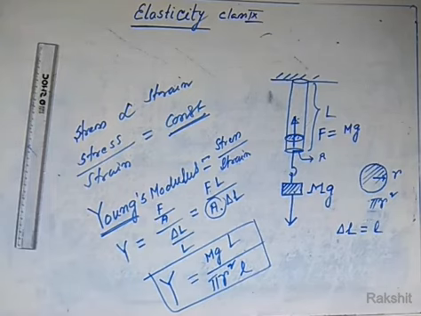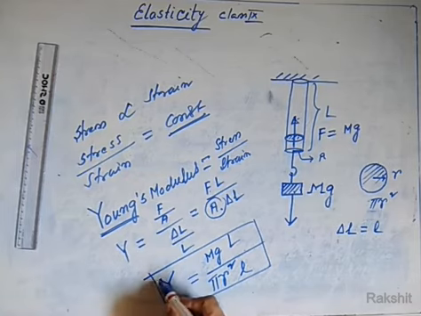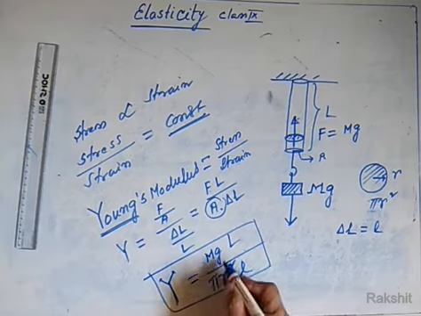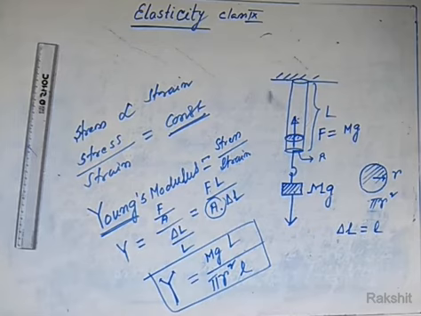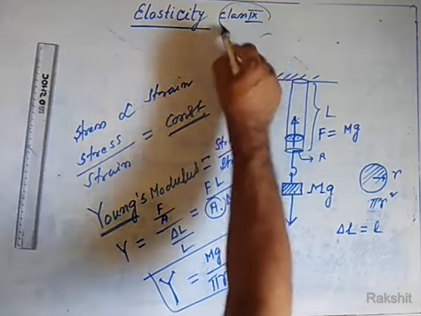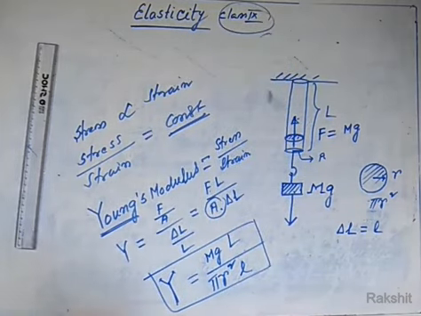Hence, this is the first lesson of elasticity. You have understood the deduction of Y is equal to mg by pi r square l. Only 3 classes or 4 classes are necessary for this chapter. Try to follow the next class, and within 3 or 4 classes I shall try to cover the entire syllabus of class 9. Okay, thank you for your watch.